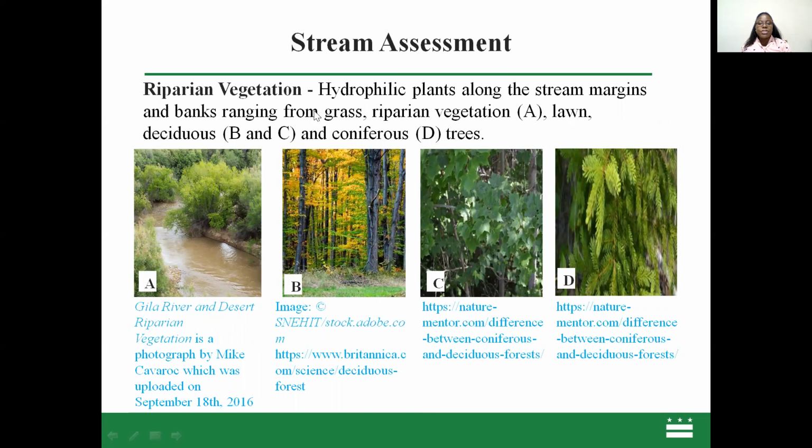For riparian vegetation, I have some pictures here that will guide us when we go out to look at the forest, what kind of trees it is made of. Do we have deciduous or coniferous trees? Do we have grass? Do we have lawns? Whatever we have close to the stream, we observe and also put that down on our paper.